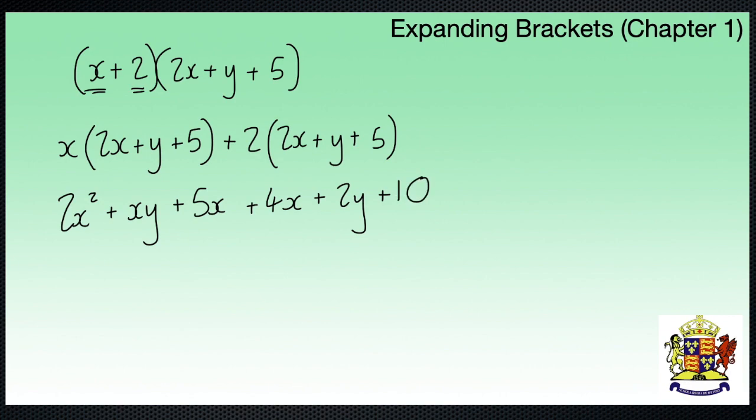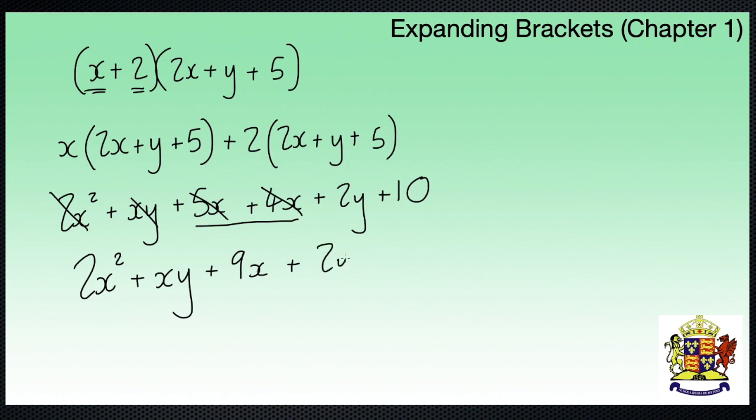Now let's see if we can simplify what we've got. Well, there's only one x squared term. There's only one xy term. The 5x and the 4x I can add together to make 9x. 2y is on its own, plus 10.